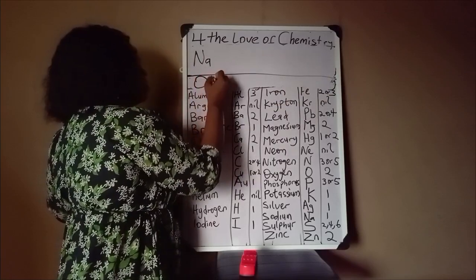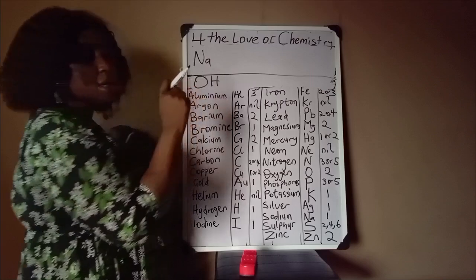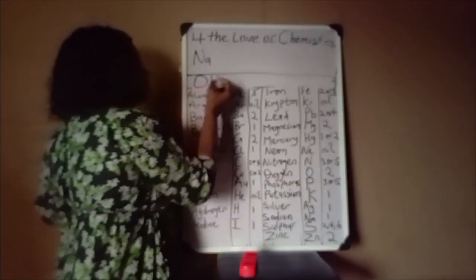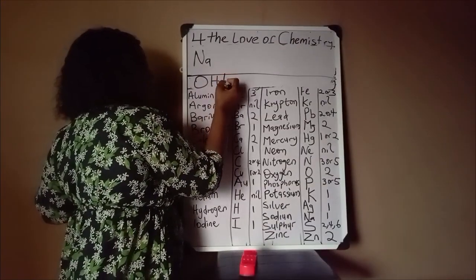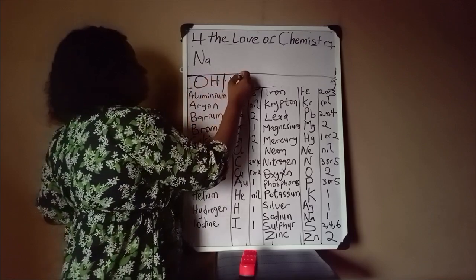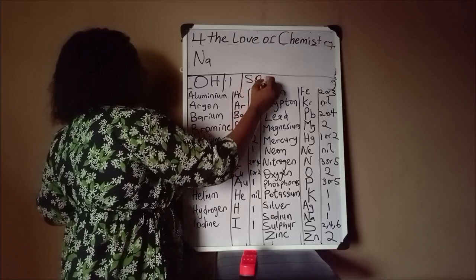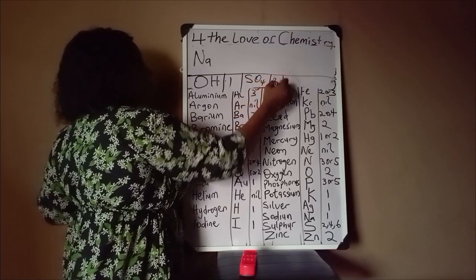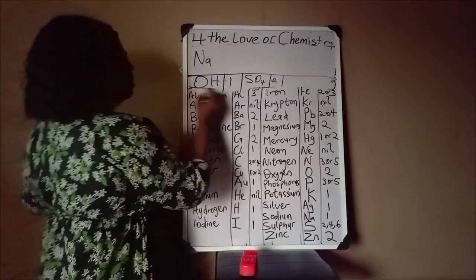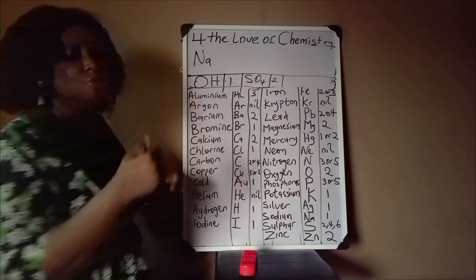Capital O and capital H, because O represents oxygen and H represents hydrogen, and it has a valency of 1. And let me write, I think I've said the sulfate radical, SO4, and it has a valency of 2. So anything I need to add, I'll just add it there. Alright, so let's say sodium hydroxide.